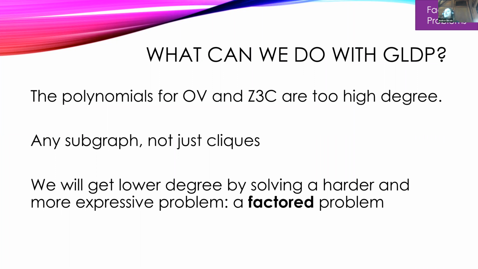But a key part of what we're going to talk about is what you can see in the upper right-hand corner, factored problems. So what we're going to do is generate factored versions of orthogonal vectors and 0-3 clique, and we'll be able to show hardness for those on average. And we're sort of ironically going to get lower degree from these more expressive problems. They're going to be harder versions of the originals. So let's talk a bit about factored problems.